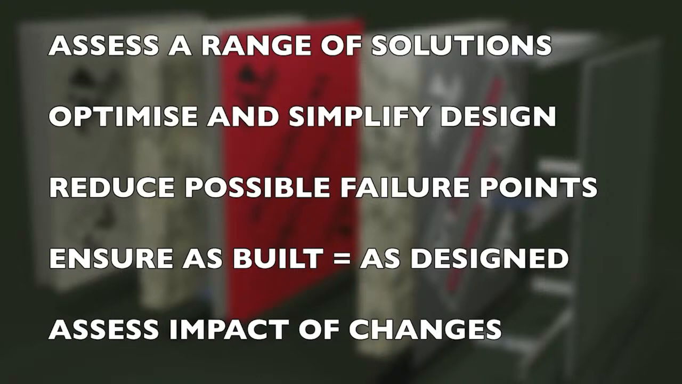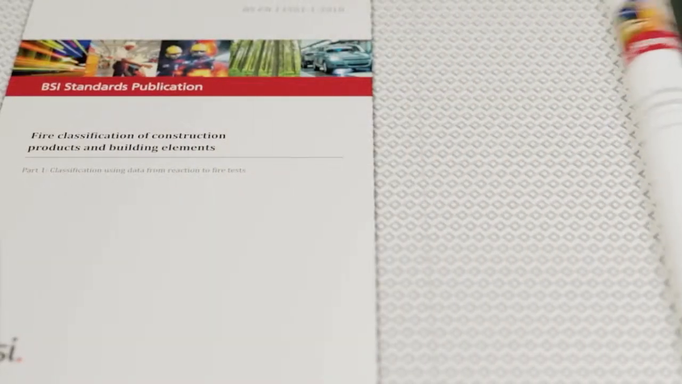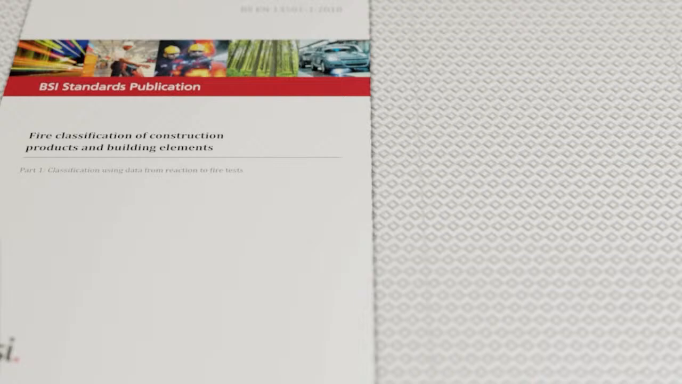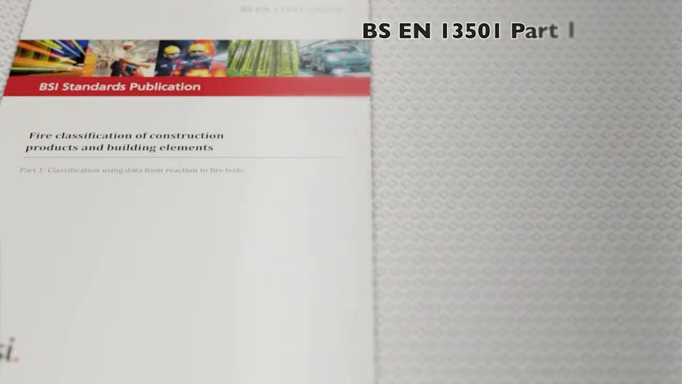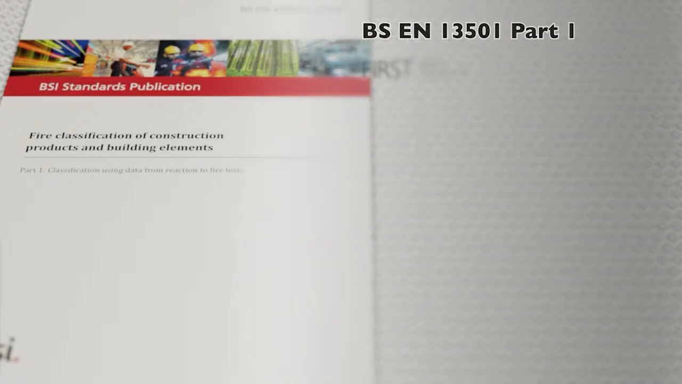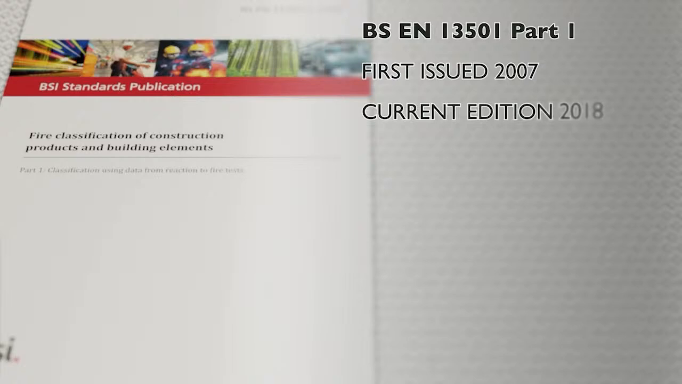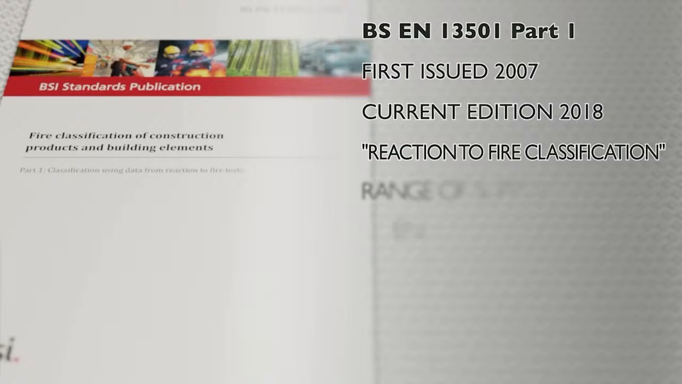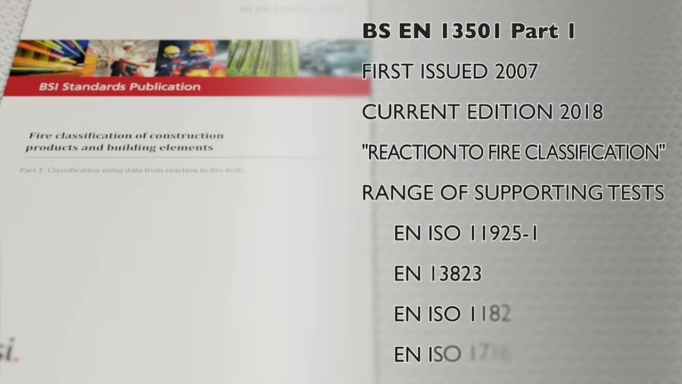Perhaps the most critical part of the facade design is the fire performance, particularly in high-rise projects. The fire performance, or reaction to fire, of building materials is assessed using the EN 13501-1 standard. This was first released in 2007 and updated in 2018, and assigns materials a reaction to fire classification based on their performance in a number of tests designed to assess the capacity of a material to spread fire.